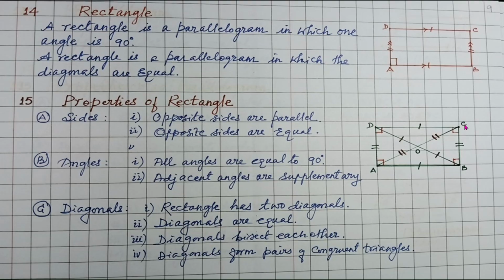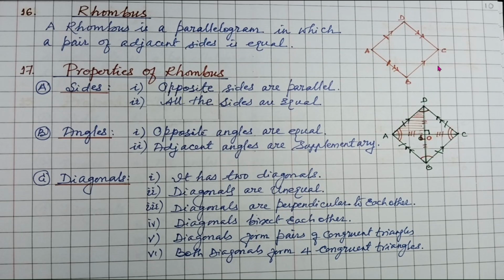Again I'll repeat, the diagonals are equal, the diagonals bisect each other, that is O is the midpoint of both the diagonals, and also the diagonals form pairs of congruent triangles. Now rhombus. A rhombus is a parallelogram in which a pair of adjacent sides is equal. So that means a rhombus is a parallelogram in which a pair of adjacent sides is equal.